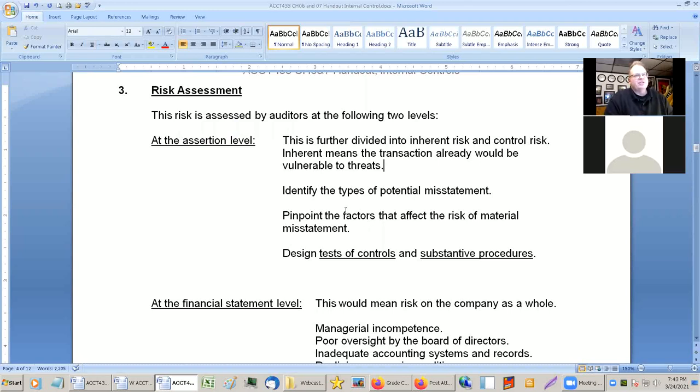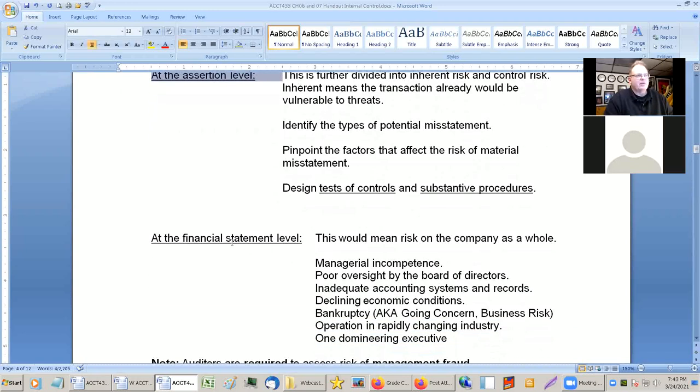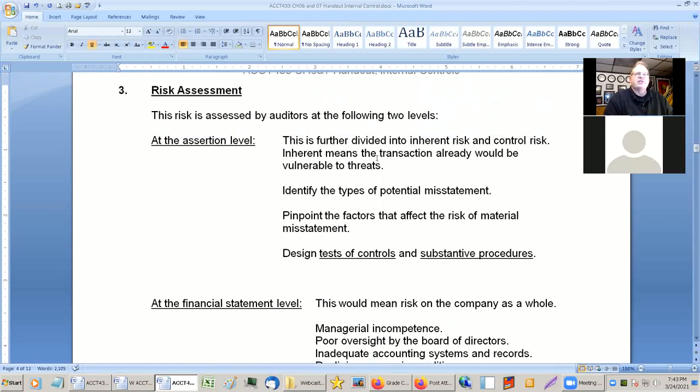So this is what we normally think of. There is another one though, this is at the financial statement level. And this one has been more tested, I think. That's the financial statement level, which we'll talk about in a second. So at the assertion level, this is at the account level, basically. So cash, inventory, that kind of stuff.